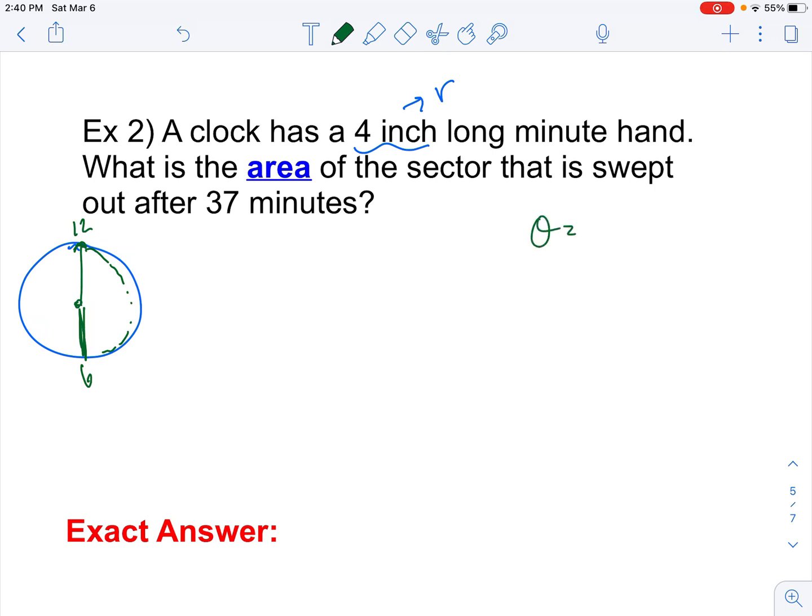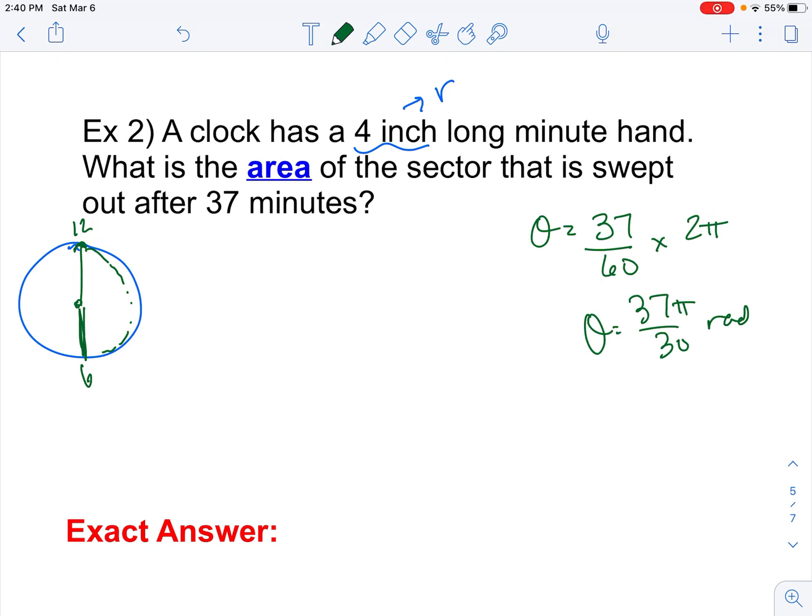So to find our theta for 37 minutes, we're going to do the same idea. We know that it's 37 out of 60 minutes, so it's a little bit more than half. And then we're going to multiply by the whole circle, which is 2 pi. So what does that give me? That gives me 37 pi over 30 radians. And that's my theta, or that's my angle.